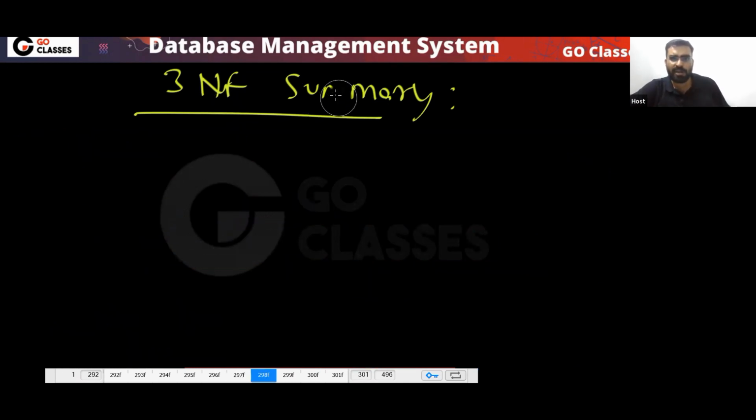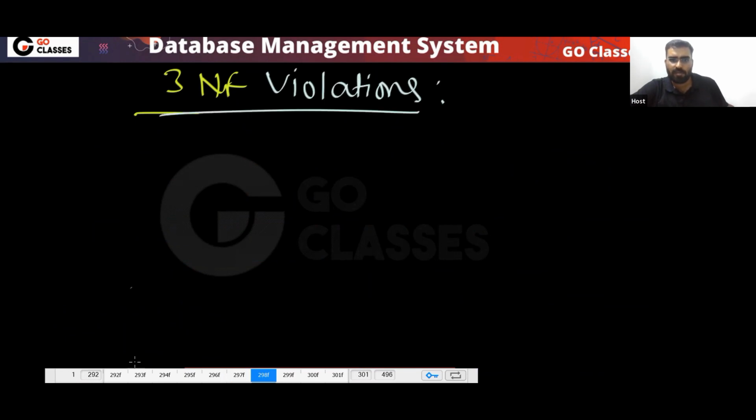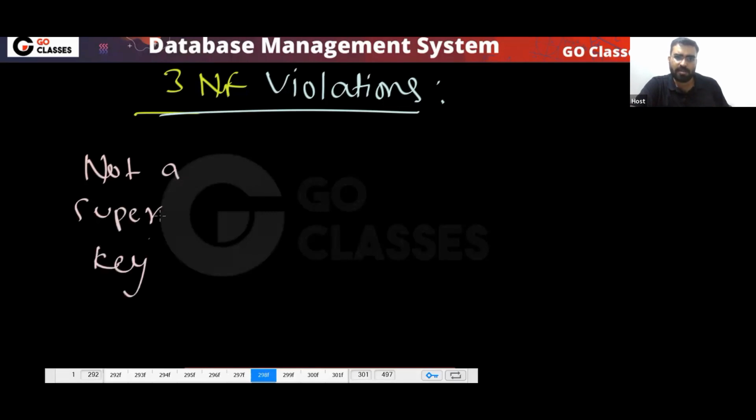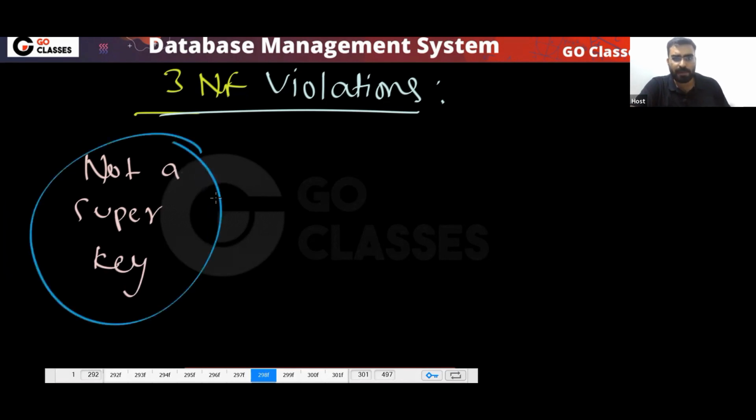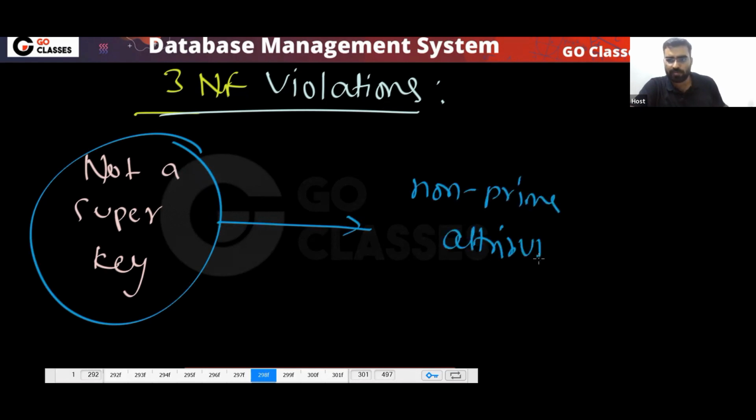So what are the 3NF violations? In one word, if you want to write, then this is the violation: not a super key determines non-prime attribute. Okay, so this is the problem.